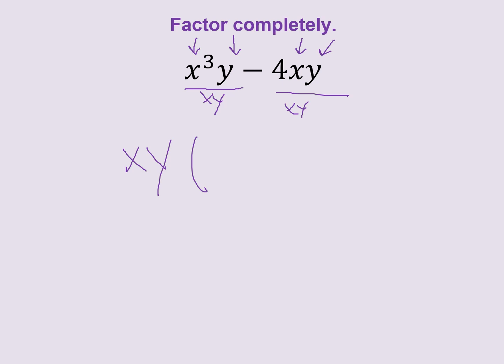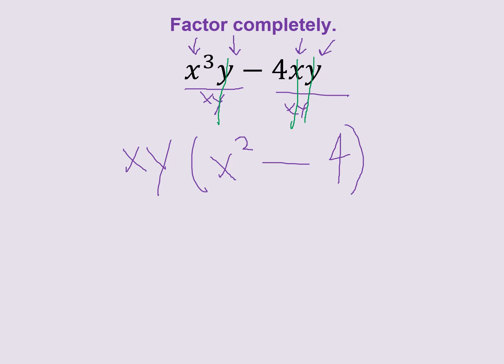3 x's over 1 x leaves me 2 x's, so I have an x squared. Y over y cancels and equals 1, so we're not going to write that. You can see in the next term, the x's and the y's each cancel because they're over themselves, but then we still have a 4, so we're going to have x squared minus 4 left over.